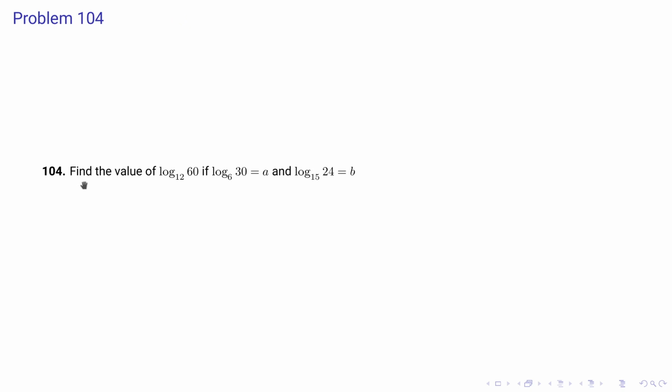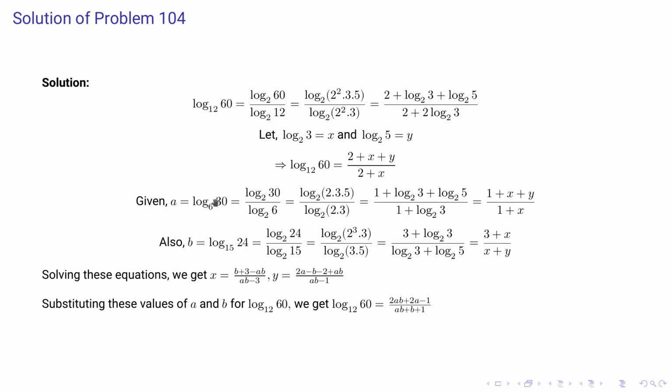Problem 104 says: find the value of log 60 with base 12 if log 30 with base 6 is equal to a and log 24 with base 15 is equal to b. So here we write 60 as 2 square into 3 into 5 and 12 as 2 square into 3. So we get 2 plus log of 3 with base 2 plus log of 5 with base 2, divided by 2 plus 2 into log of 3 with base 2.